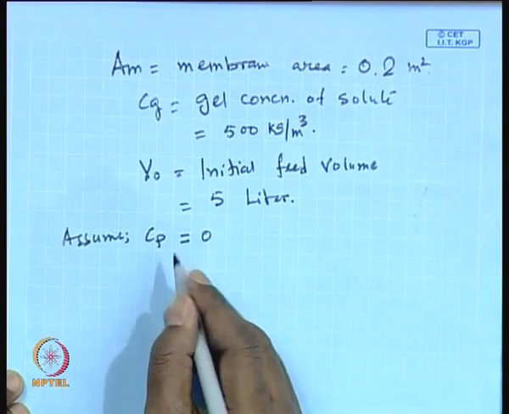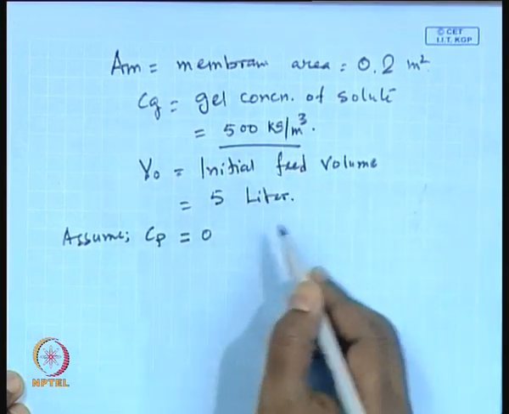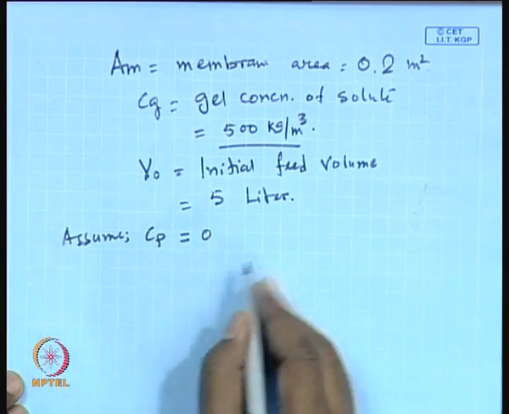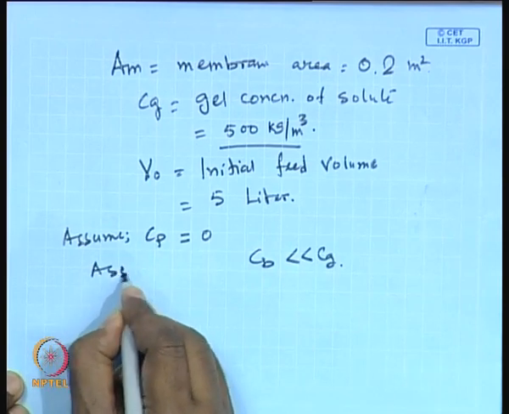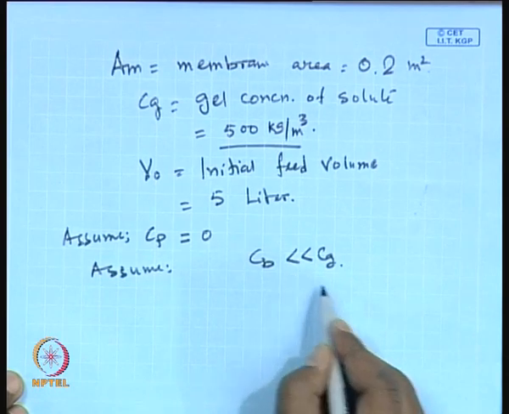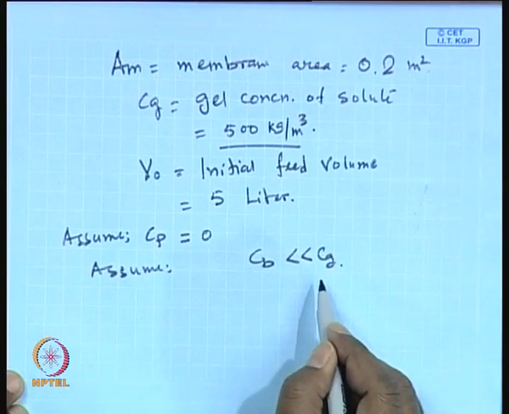Okay. And retentate concentration is much less than gel concentration. That means, gel concentration is pretty high and you are going to use a feed concentration of 1 kg per meter cube, and at any point of time we assume the bulk concentration is much less than Cg. That is a valid assumption, because if your starting feed concentration is 1 kg per meter cube and your gel concentration is 500 kg per meter cube, that is 500 times of that. So, at any point of time during the operation, although the bulk concentration will be increasing, let us say, from 1 kg per meter cube to 2 kg per meter cube, 3 kg per meter cube, like that, it will always be much less than the gel concentration.